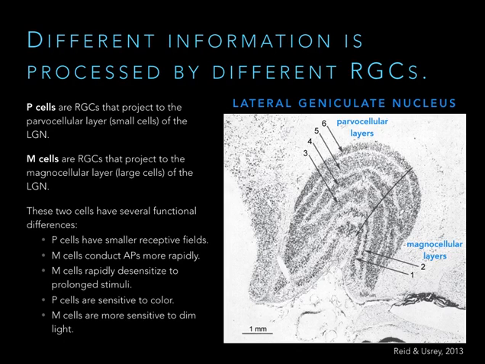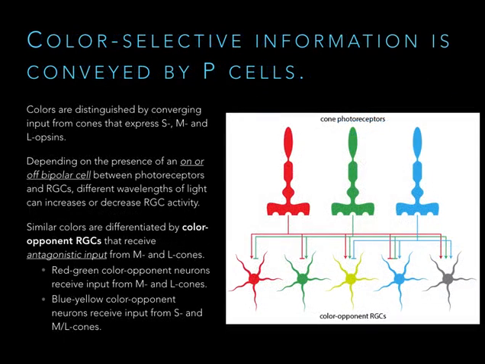Now, these different types of retinal ganglion cells are going to detect different information. Okay, the P cells are going to have much smaller receptive fields, and they are going to be sensitive to color, whereas the M cells are going to have much larger receptive fields, and thus they are more sensitive to dim light. So they're going to send more information about the movement of objects rather than the actual color of them. Okay, color selectivity is going to be conveyed by our P cells here.